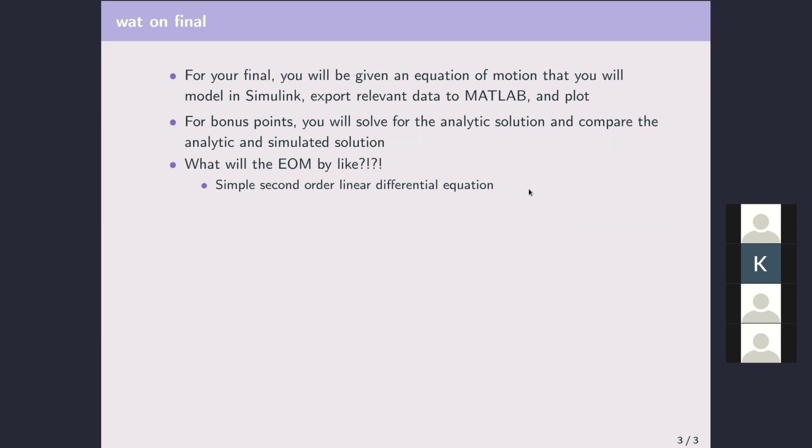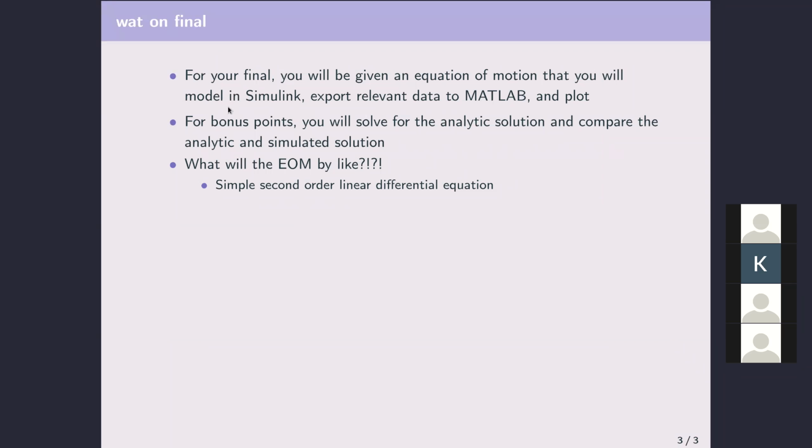So most likely, again, like 90%, I'll probably give you an equation of motion directly, and then you'll model that inside of Simulink, and you're going to export the relevant data to MATLAB, and you're going to plot it. So that's when we use our To Workspace block, and then we export that to MATLAB, and we write a script in MATLAB to plot the results, and basically that'll be it.